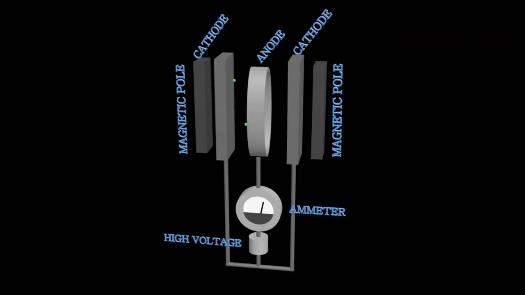Thanks to magnets, these electrons move spirally and spend more time in the open, which increases their chance to hit the gas molecule to ionize it. The ammeter is used to measure the ion current, which is converted into pressure units.